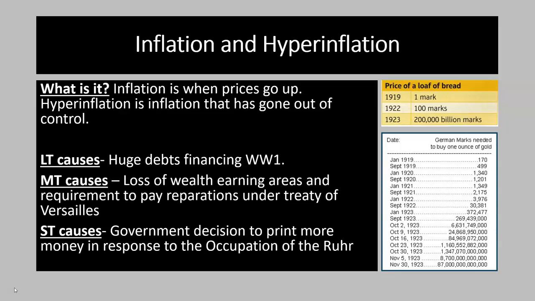Even before this event occurred, Germany had been suffering from inflation, which is when prices go up because the value of German money had been falling. But the occupation of the Ruhr led to hyperinflation, which is when inflation gets out of control. Inflation was already a problem in Germany due to the huge debts that had been run up during World War I. In fact, all of Germany's reserves of gold had already been spent. But then things were made worse by the Treaty of Versailles.